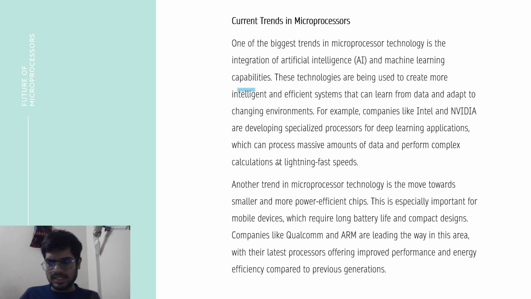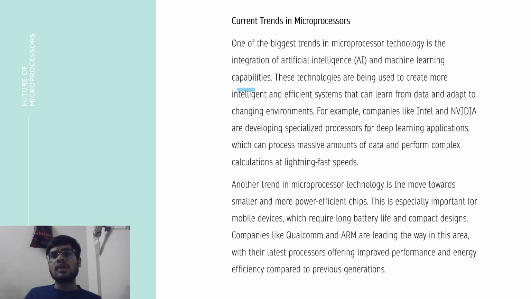So the thing which I told you, that due to AI and ML, data is being captured by big brands like Intel and Nvidia, and according to the requirement of the user, they are making microprocessors based on that requirement. For example, the calculations of deep learning applications are very complex, so they are making microprocessors required for deep learning applications, which perform massive amounts of calculations at lightning fast speed.